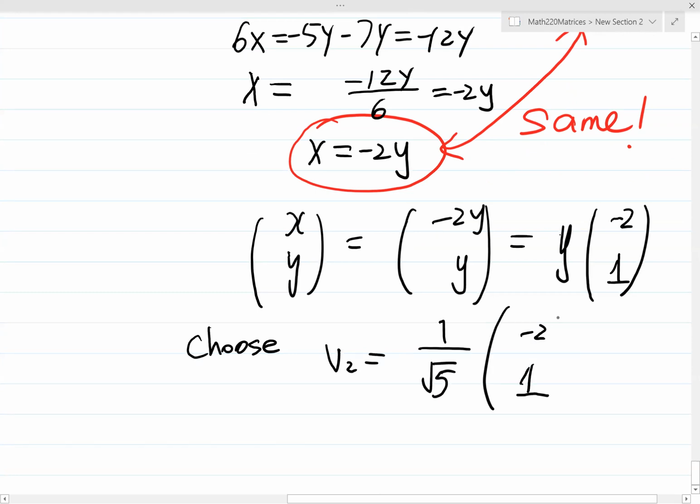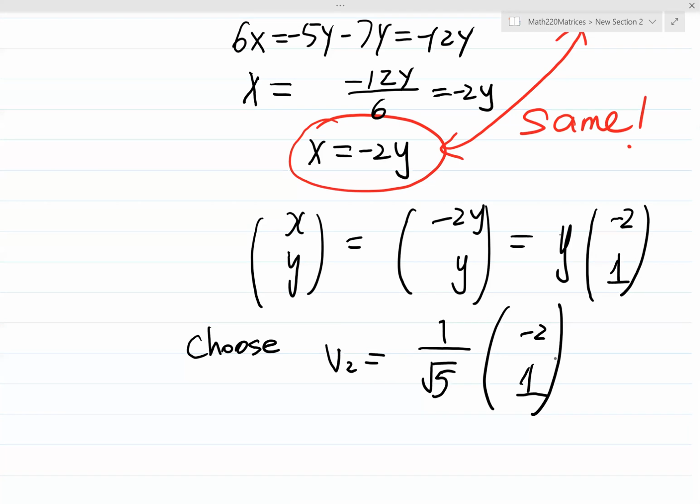Negative 2, 1. Why do we say we choose? Because remember, an eigenvector is only determined up to its direction. Even if you normalize it, you can still flip the direction. So you can choose 1 over root 5 or negative 1 over root 5, multiplying by negative 2y, and we get the opposite direction. So somehow we need to choose one of the directions.